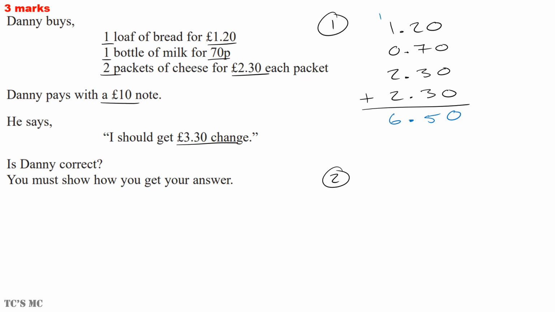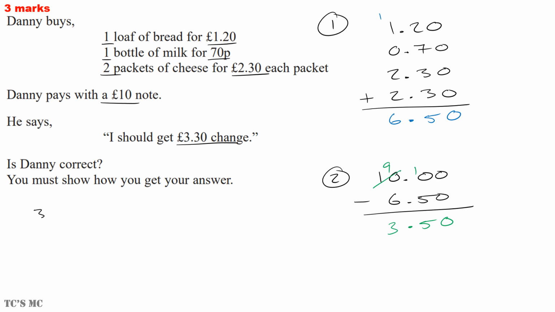Step 2, we need to work out Danny's change. If he pays with a £10 note, he has paid £10. We need to do £10 subtract £6.50. 0 take away 0 is 0. We need to cross out this 10, make it a 9, carry over the 1. So 10 subtract 5 is 5 again. Don't forget the decimal point. 9 subtract 6 is 3. And now we have our second mark.